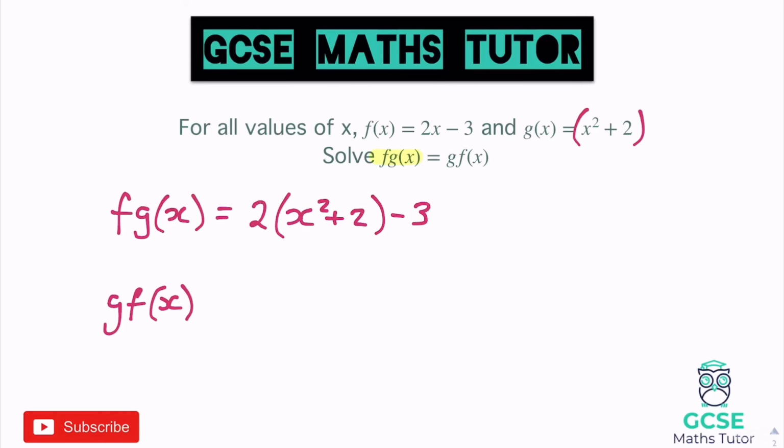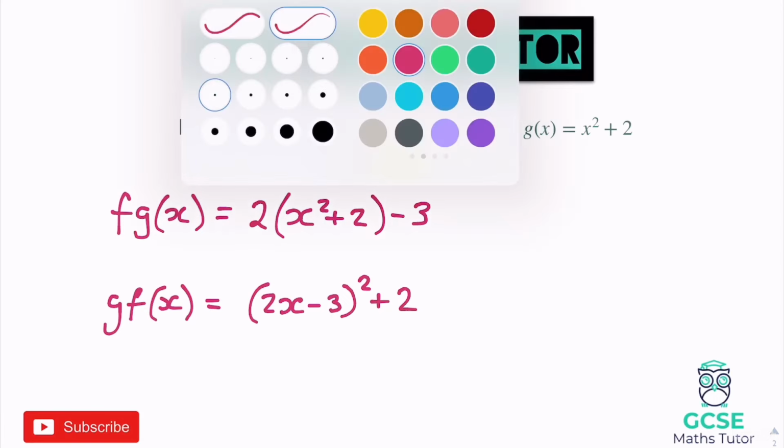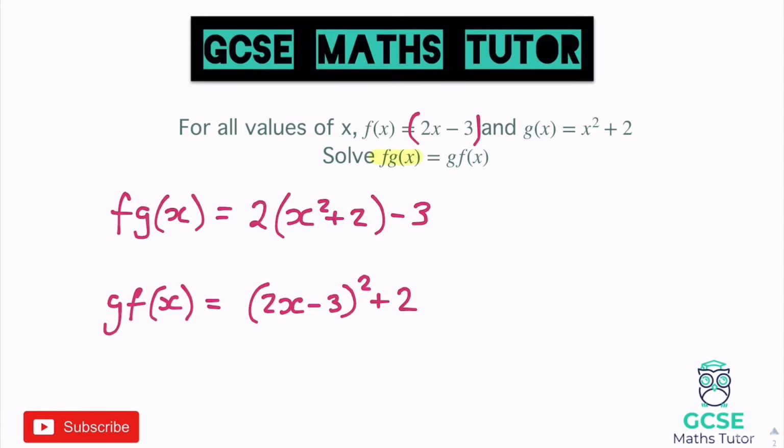There we go. So for this one here, we're going to put f into g, and let's just put a bracket around f, and again put it in place of the x in g. So gf(x) is going to equal, and that is in brackets, the 2x minus 3. x is being squared, so that's squared, and then plus 2. There we go. So we've got our expressions. Let's just tidy these up and see what we get when we expand all these brackets.